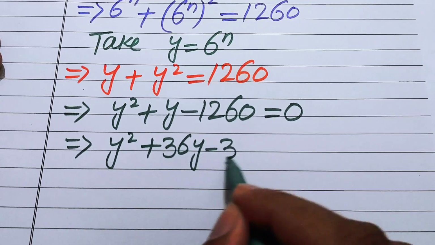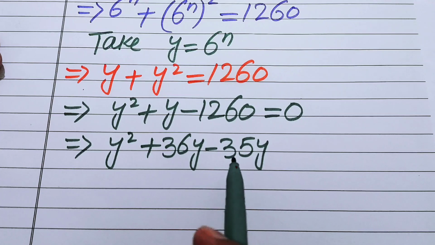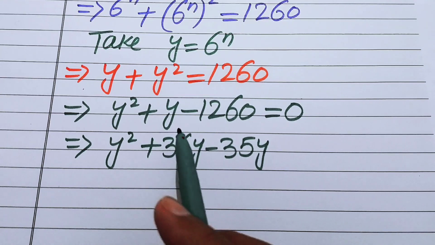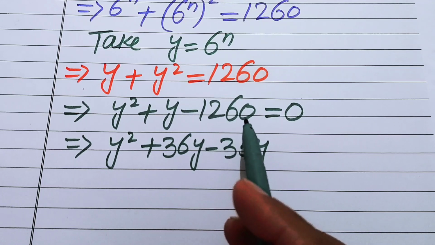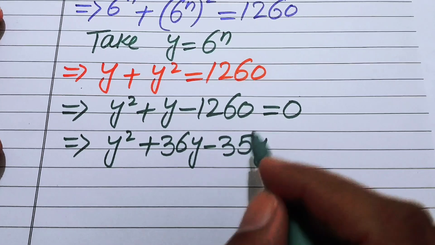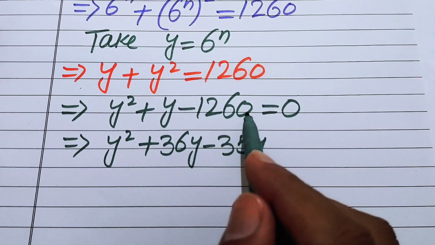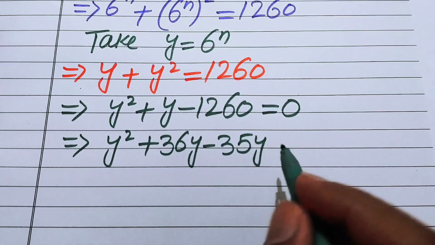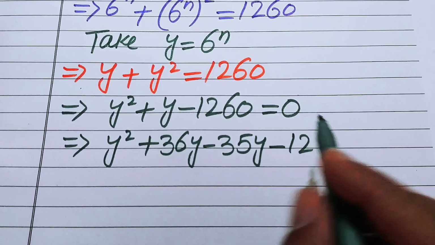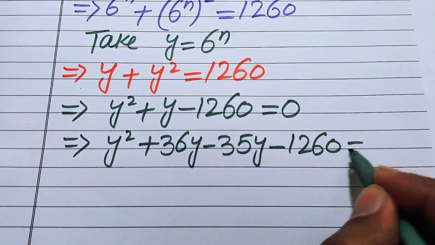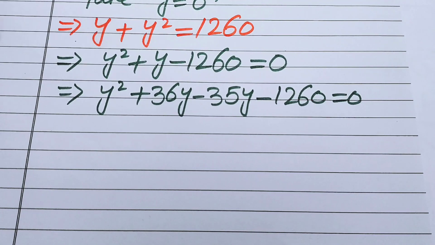36y minus 35y, because when you subtract 35 from 36 you get y, and when we divide 1260 by 35, then you get 36. So we find the divisors of 1260, and the divisors of this term are 36 and 35, and we break the middle term in this form, and we write minus 1260 equals 0. So now we can easily find the factors of this equation.